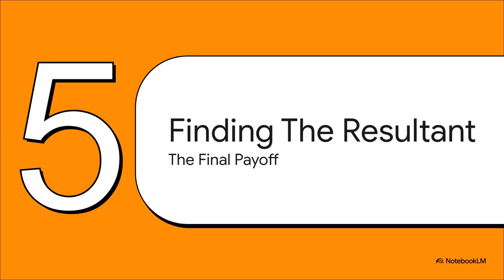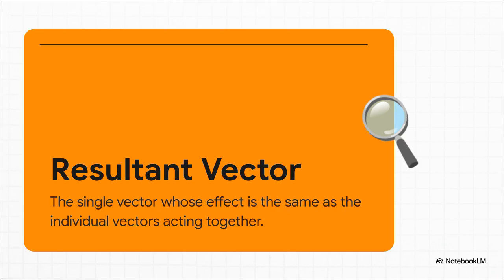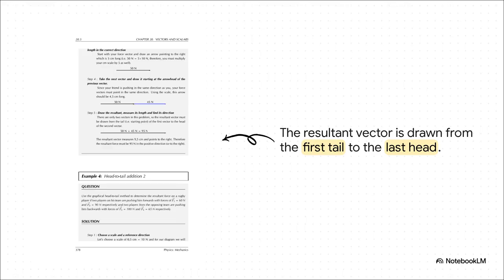Now what? This is where we get the big payoff. We're looking for something called the resultant vector. The resultant, it's kind of like the final answer. It's the one single vector, the one arrow that has the exact same effect as all the other little vectors combined. It's the grand total, the final outcome of all those pushes and pulls. And finding it is the easiest part of the whole thing.